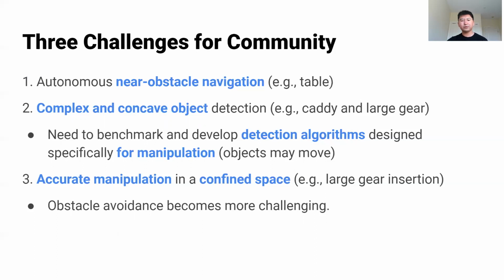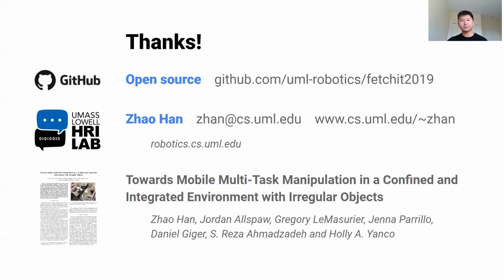We also need the robot to manipulate in confined space, such as inside the machine for large gear insertion. The obstacle avoidance becomes more interesting when the space is narrow.